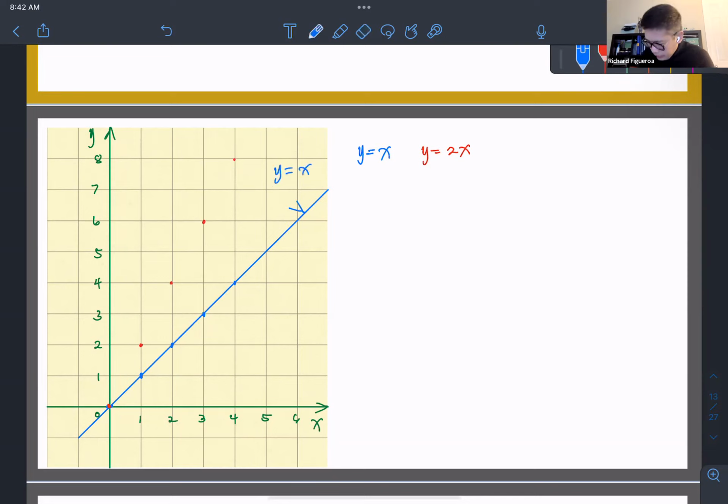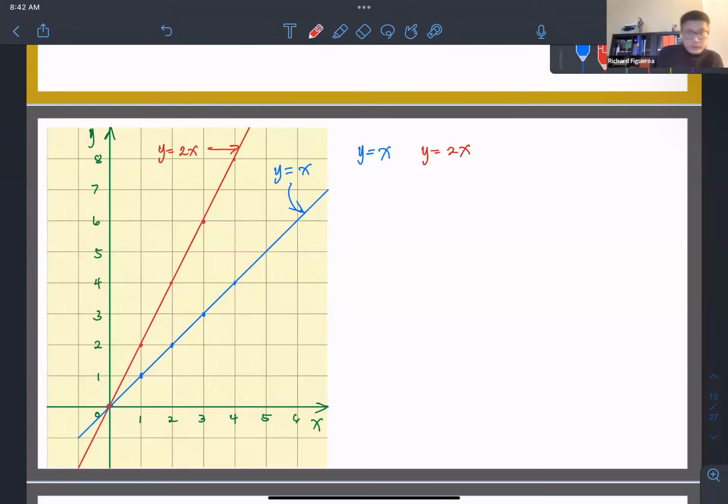So y is equals to x. Okay, so when we graph it, this is how it looks like. So this one is y is equals to 2x. So y is equals to 2x.